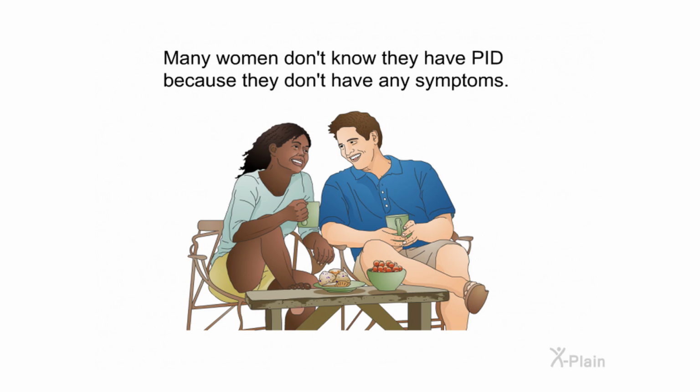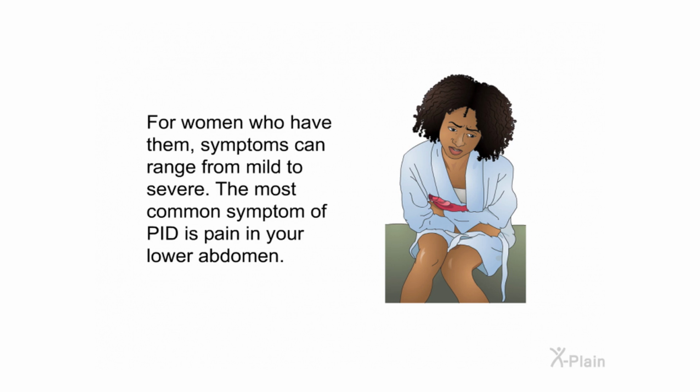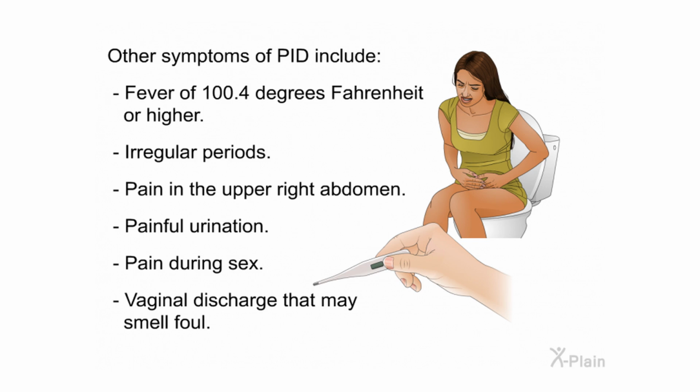Symptoms. Many women don't know they have PID because they don't have any symptoms. For women who have them, symptoms can range from mild to severe. The most common symptom of PID is pain in your lower abdomen. Other symptoms of PID include fever of 100.4 degrees Fahrenheit or higher, irregular periods, pain in the upper right abdomen, painful urination, pain during sex, vaginal discharge that may smell foul.